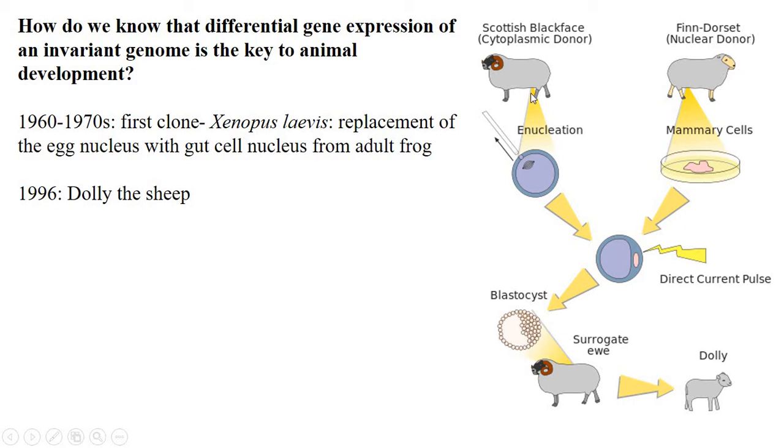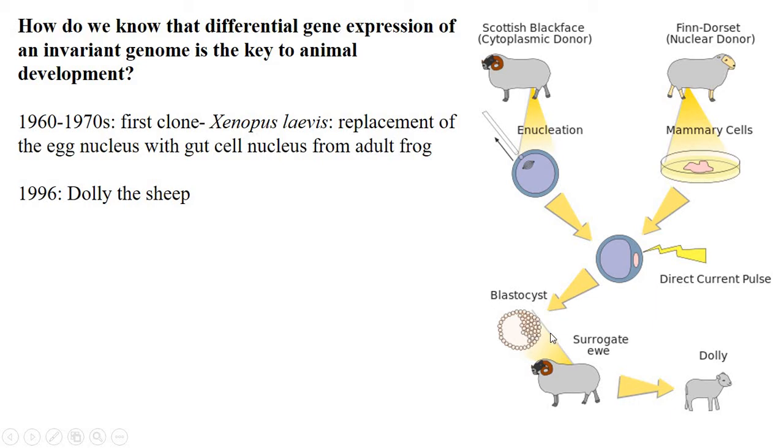They took the somatic cell from this sheep here, and they enucleated it, so took out the nucleus. Here they took the nucleus from mammary cells, and this nucleus was then inserted into the cell from the Scottish Blackface. The cytoplasm came from here, the nucleus came from here. It was inserted by direct current pulse, so you can see the electric current, and then the cell was grown in media, in a petri dish, up to the blastocyst stage.